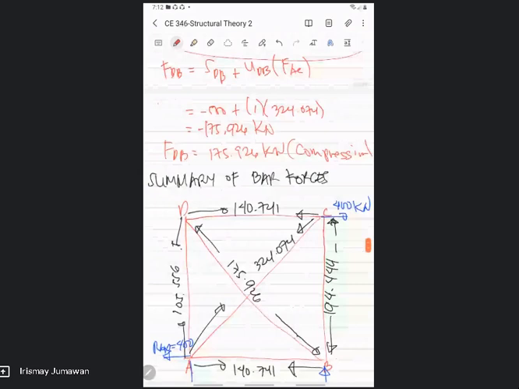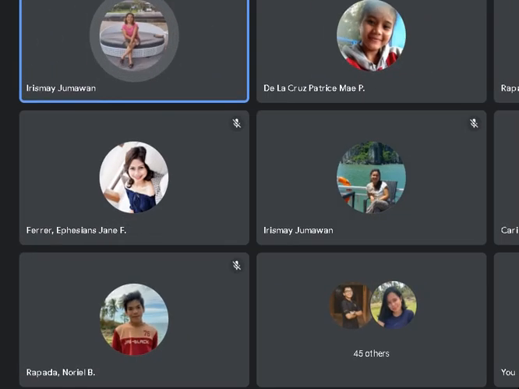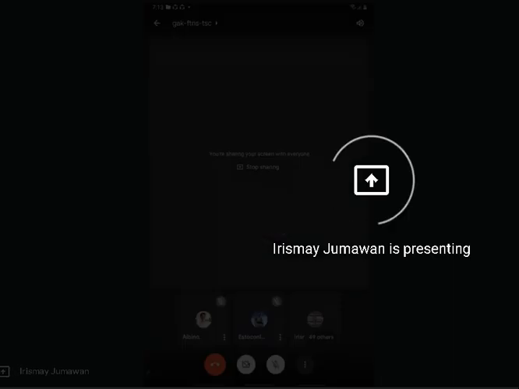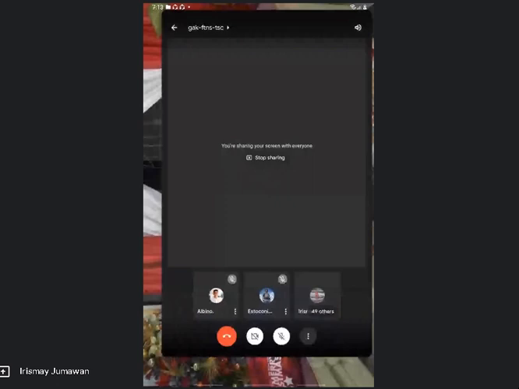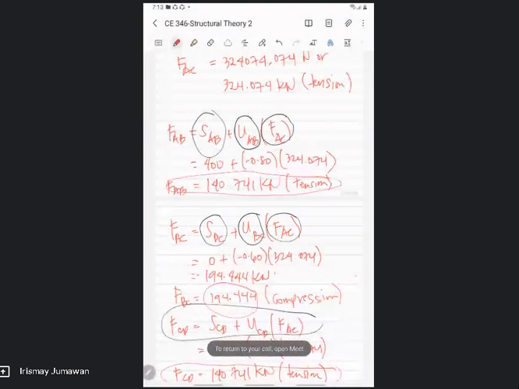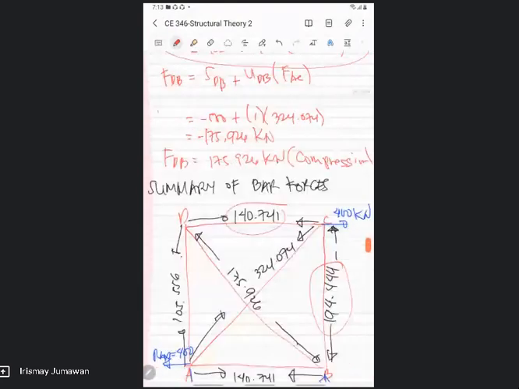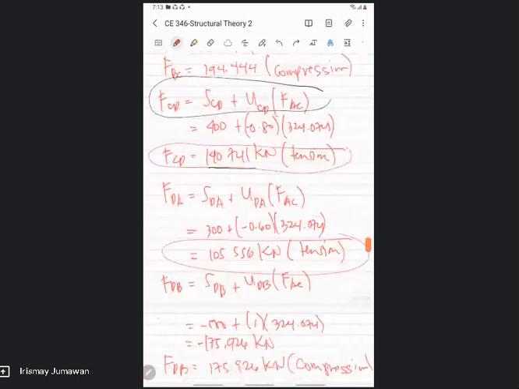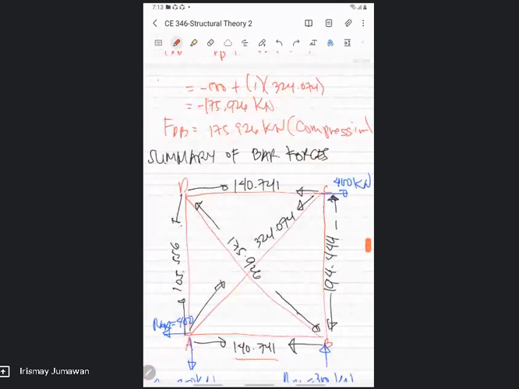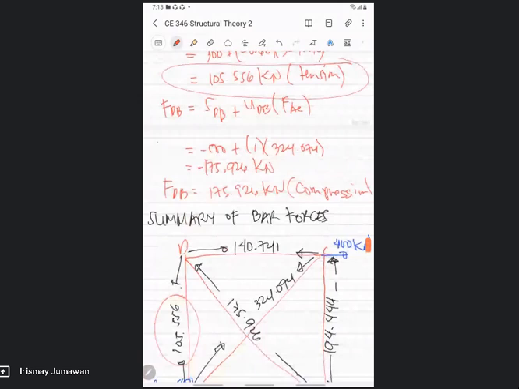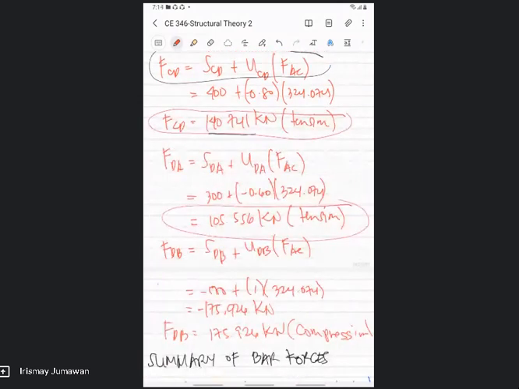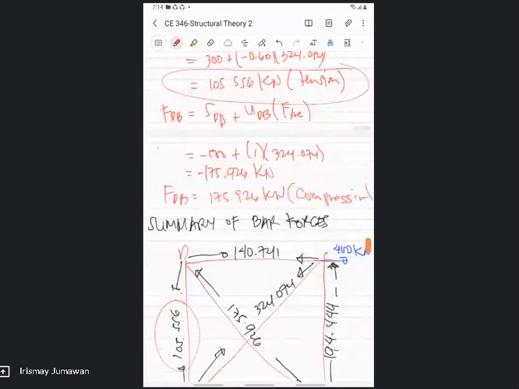Okay, so for member DC, okay, you have 140.741. So you have 140.741. Then, okay, for member DA, you have 105, so you also have 105 for DA. Then for member FD, you have 175. So you have 175 for member DB.